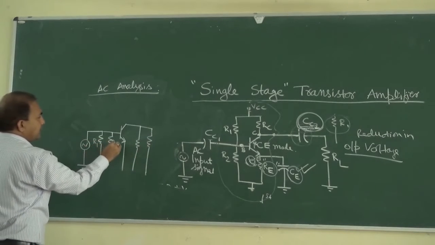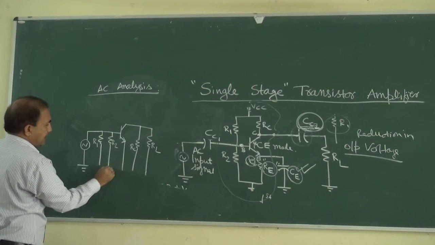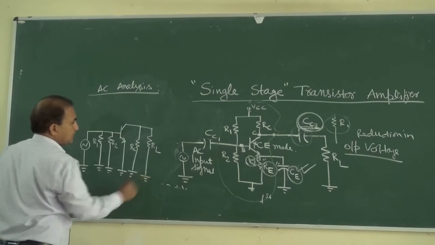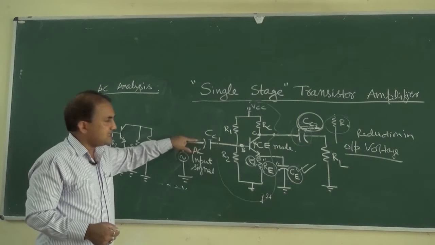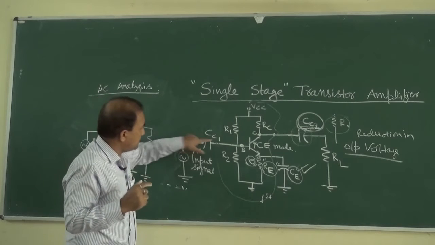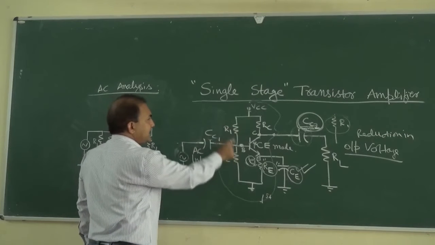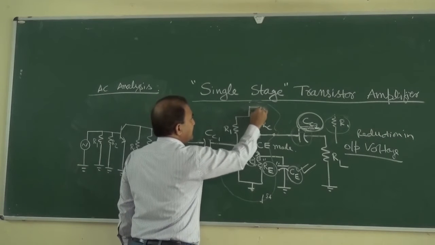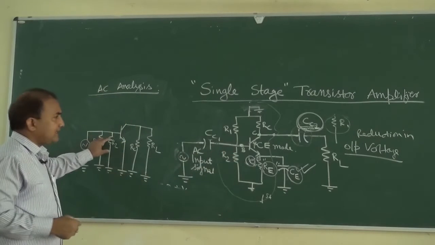This is R1, this is R2, this is RC, and this is RL, and all are connected to ground. See, this is the AC input signal. This is shorted. In AC analysis, all the capacitors have to be shorted. Now R1 and R2 are both in parallel. Why are they in parallel? Because now VCC is removed and it is connected to ground. So R1 and R2 are both in parallel.